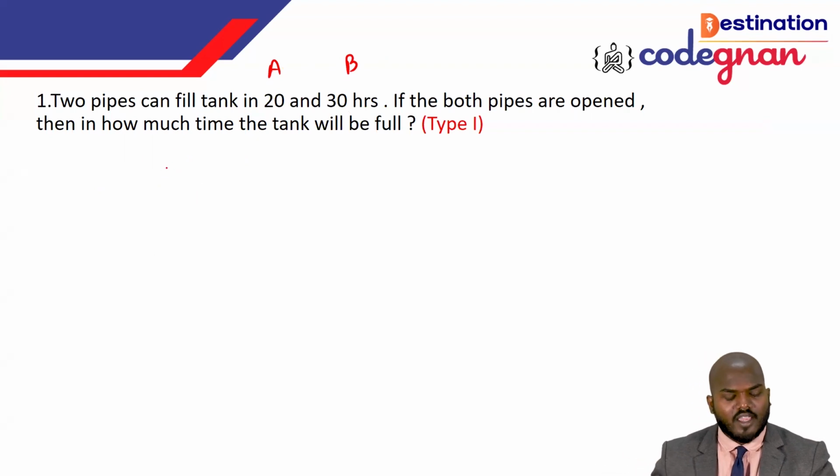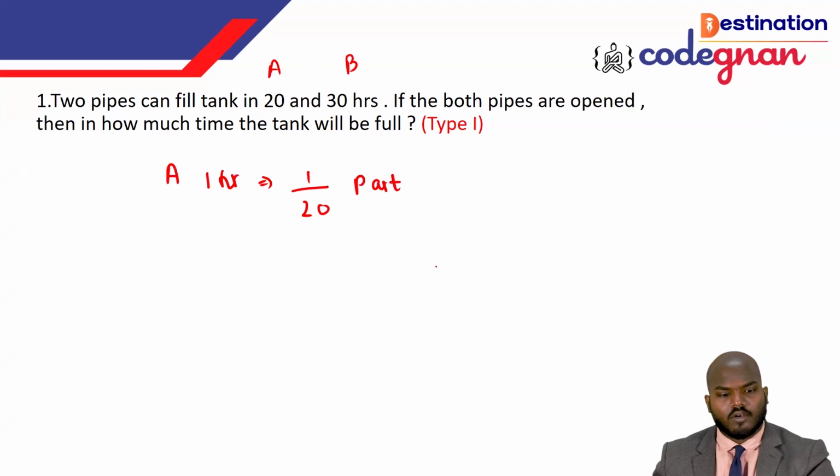As a second step, I can write A's 1 hour work is equal to what? That is 1 by 20 part. And B's 1 hour work I can write as 1 by 30 part.